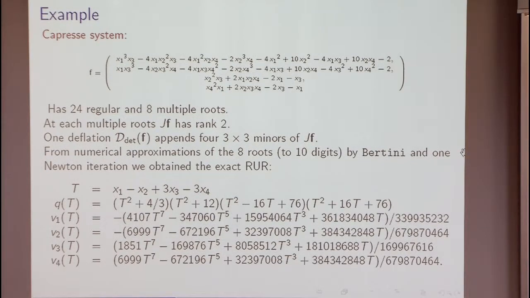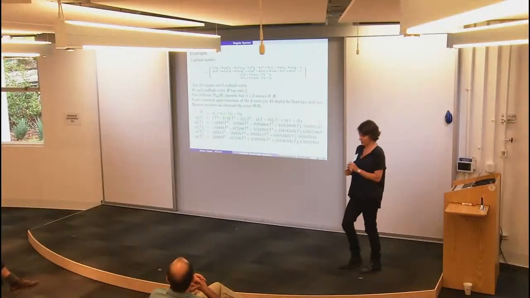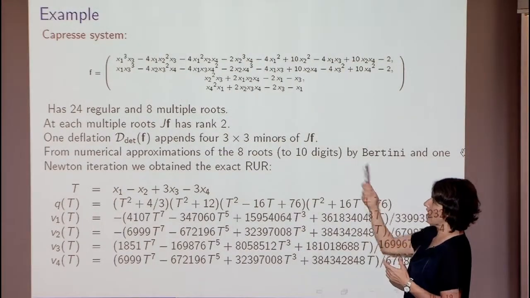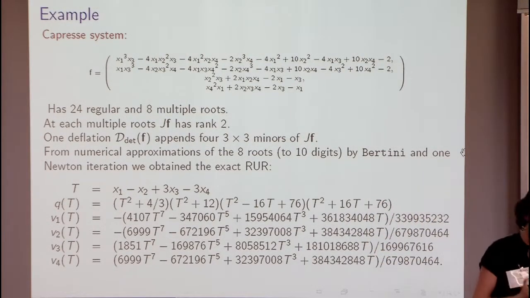So let me finish the talk with examples. The first one is called the Caprasse system. It's one of the benchmark problems that people try to use. And we tried to find examples where the roots are not rational, so you really need to find a rational representation. The roots alone wouldn't give a certificate.